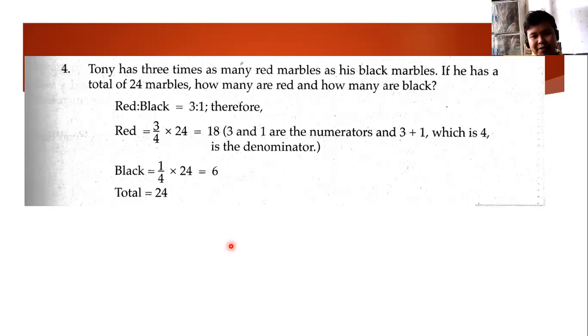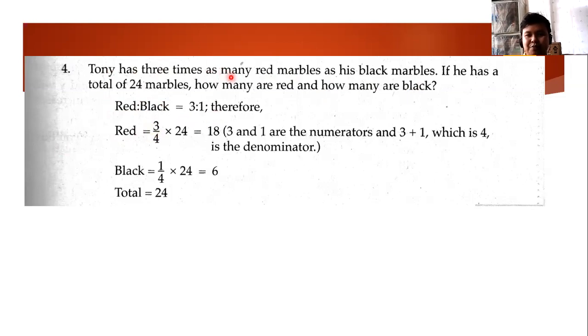3 times, it says here. So, Tony has 3 times as many red marbles as black marbles. That means red and black are in the ratio of 3 and 1, because it is 3 times. So red is 3 over 4, because 3 plus 1 is 4.